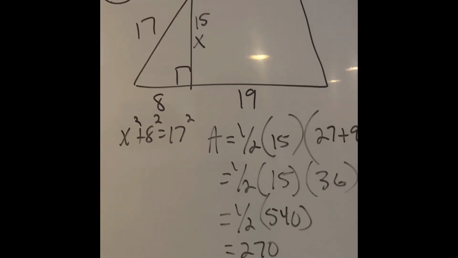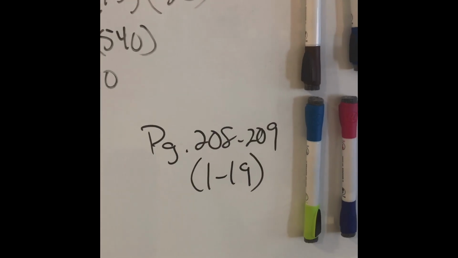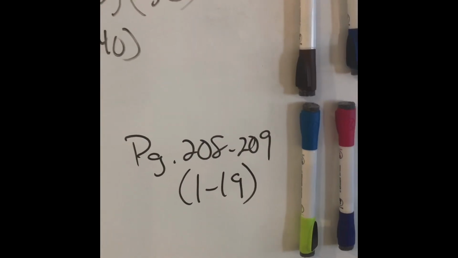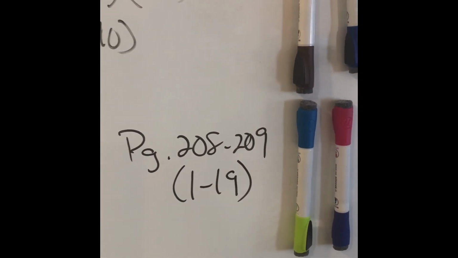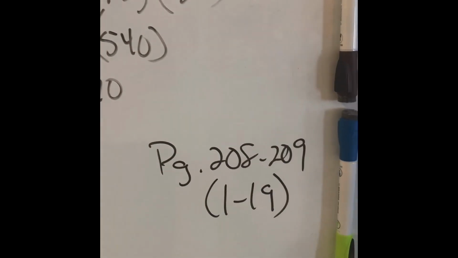Okay? So what you want to do then, page 208, 209, 1 to 19. That's section 11.2. If you haven't gotten it yet off of Schoology, it's on Schoology. Again, you can print it out. You can do it on another sheet of paper. Send it in to me on Schoology so you can get full credit. Page 208, 209, 1 to 19.